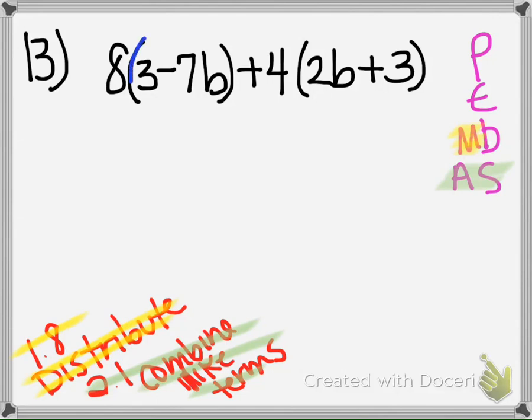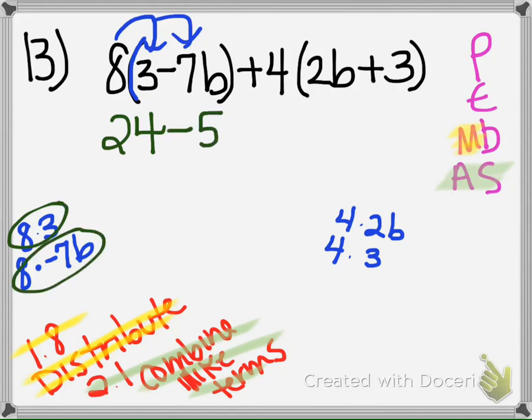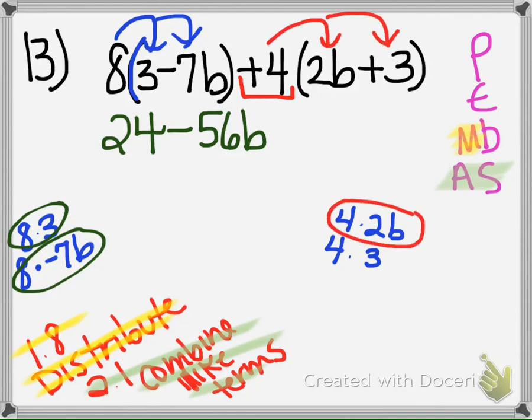So we know that if a number is in front of the parentheses, we multiply it to what's in the parentheses. So here we would have 24, and then we would have 8 times negative 7b, which is negative 56b. And then over here, we would look in front. This is a positive 4, so we're going to distribute a positive 4. So we would have 4 times 2b, which is positive 8b. And then we would have positive 4 times 3, which is positive 12.